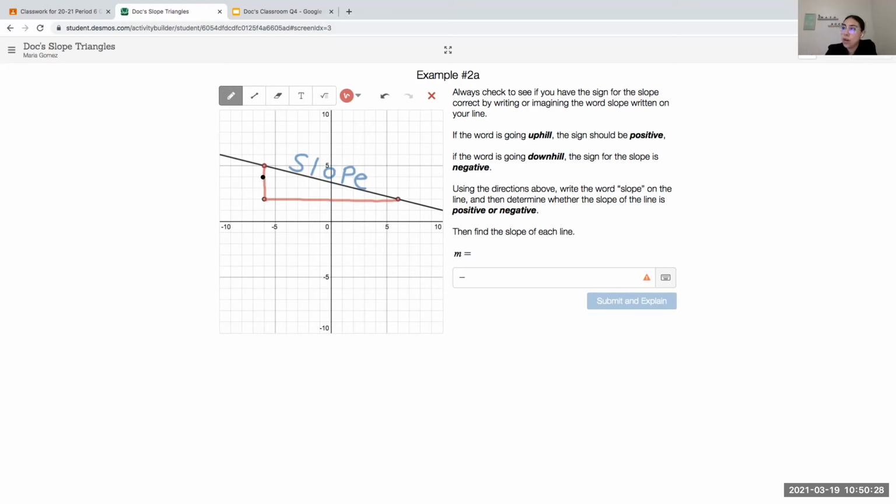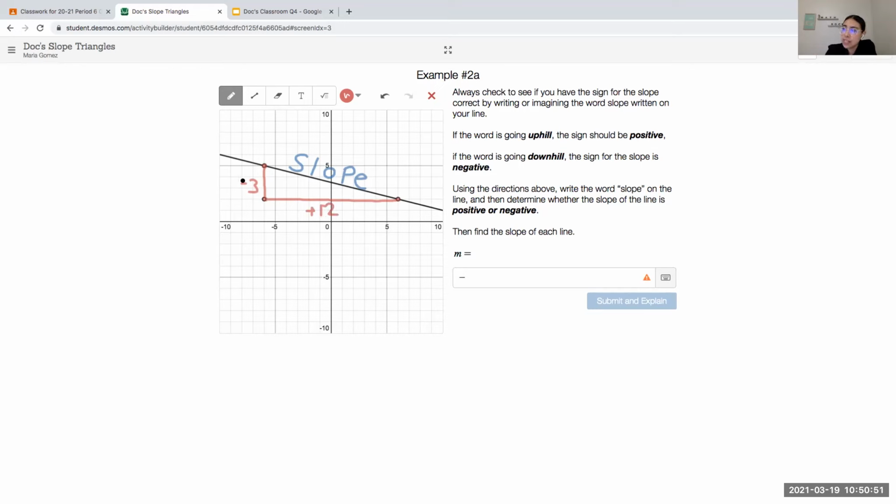So this is 1, 2, 3 down. And then we have 1, 2, 3, 4, 5, 6, 7, 8, 9, 10, 11, 12 spaces. So if I draw this out, that'll take me too long, but we have 12 spaces to the right. So that is a positive 12.